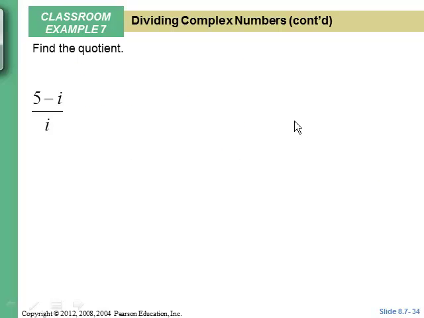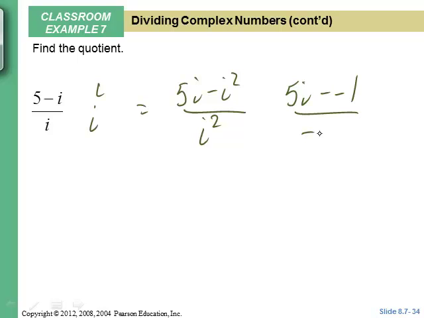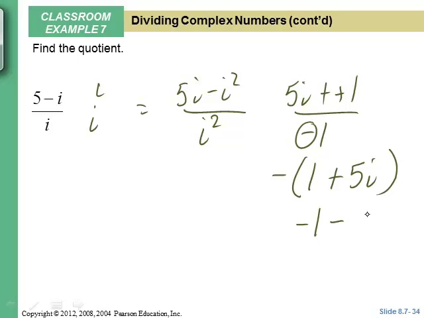Okay. In this case, you just multiply top and bottom by i, and you get 5i minus i squared over i squared. But i squared is negative 1, so it's 5i minus negative 1 over negative 1. This is the same as plus 1. And then we've got this negative sign. Let's put the negative out front. We'll have negative 1 plus 5i, or just negative 1 minus 5i.